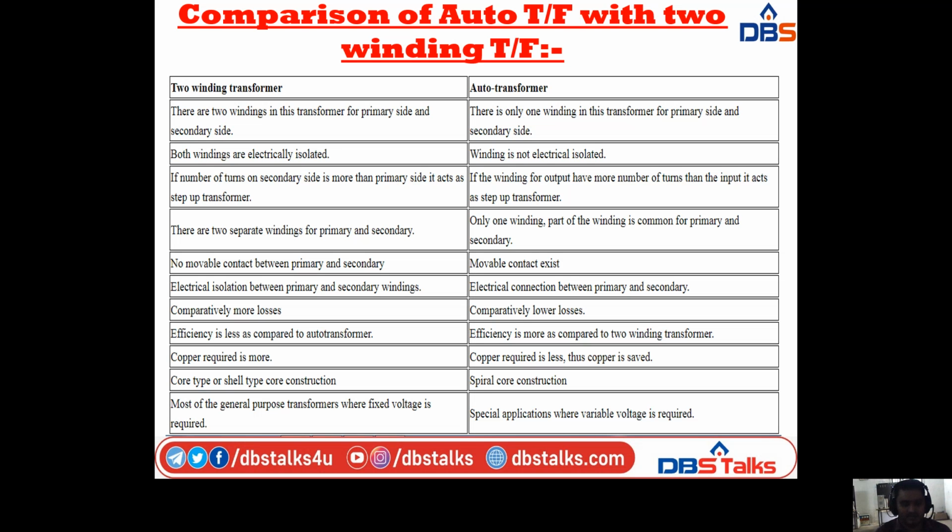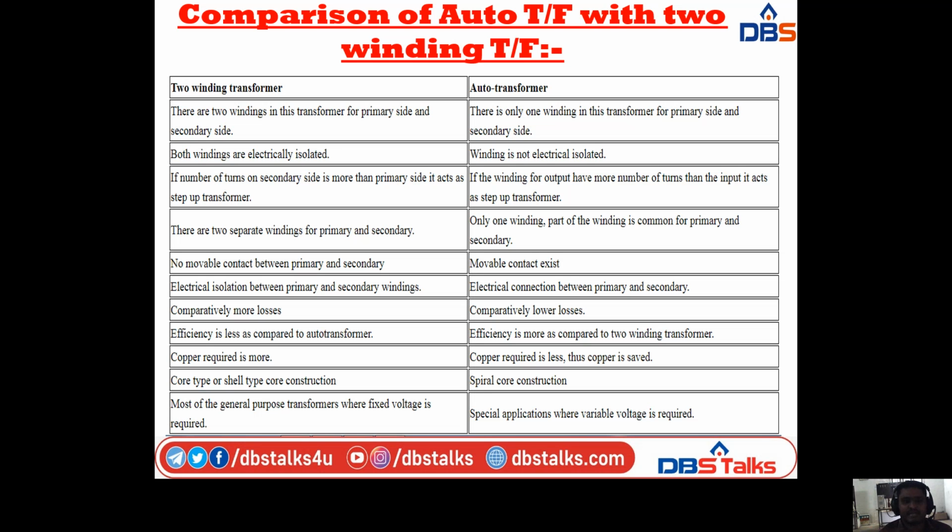Next, coming to the comparison of auto transformer with two winding transformer. Here we are giving the differences between them. In the two winding transformer, there are two windings, one for the primary side and one for the secondary side. In the auto transformer we have only one winding for both primary and secondary side. In the two winding transformer, both windings are electrically isolated. In the auto transformer, the winding is not electrically isolated.